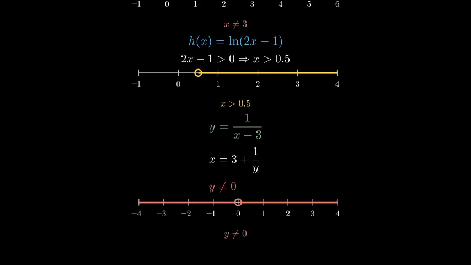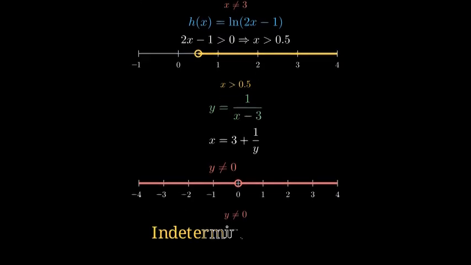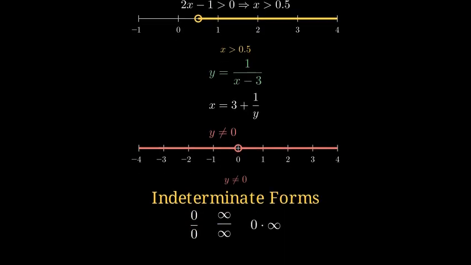Now, let's talk about indeterminate forms. These come up mainly in limits. Common indeterminate forms include 0 over 0 and infinity over infinity. They do not mean the function is defined. Instead, they tell us to simplify or use limits.